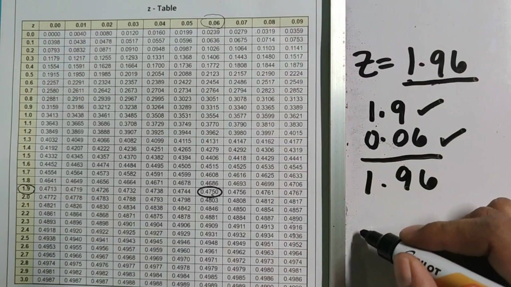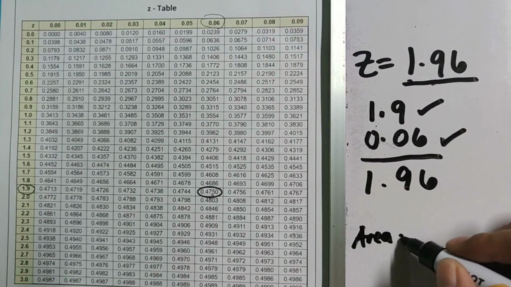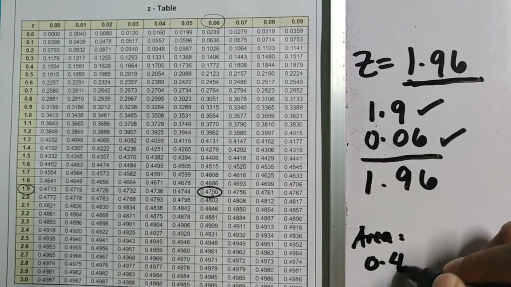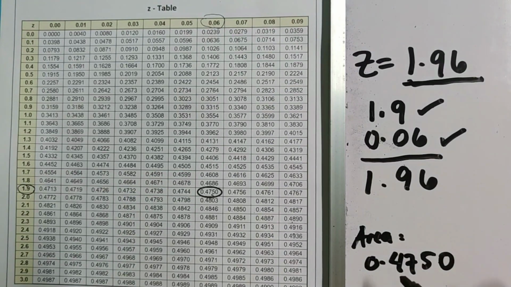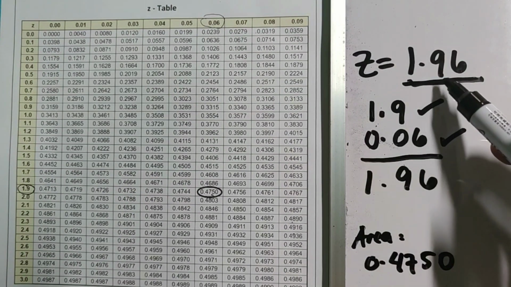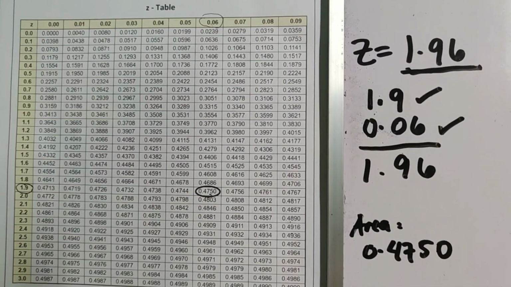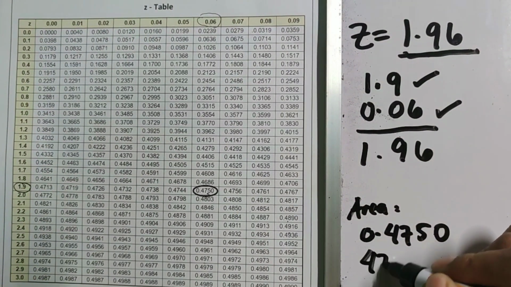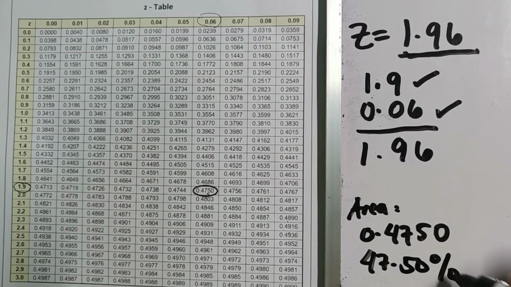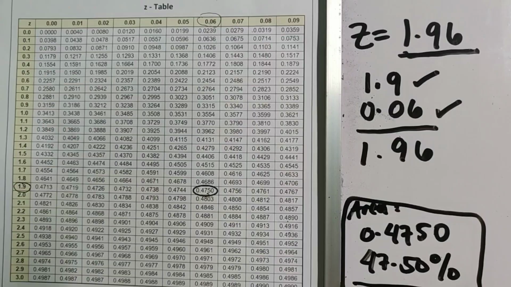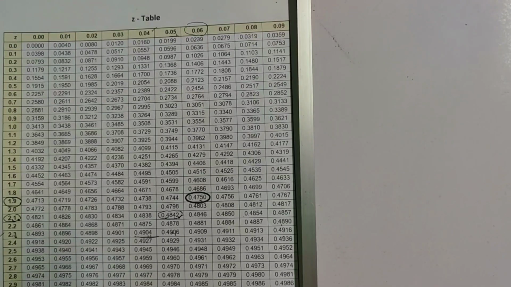Ibig sabihin, the area of z equals 1.96 is 0.4750. If we're going to convert it into percent form, it will become 47.50%. Times 100 to convert it into percent. So 47.50%.